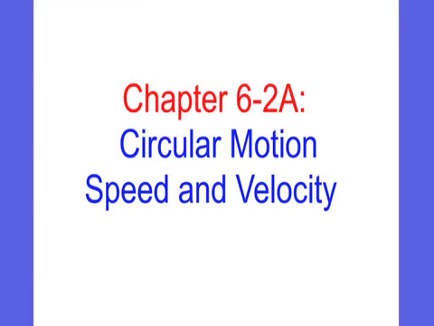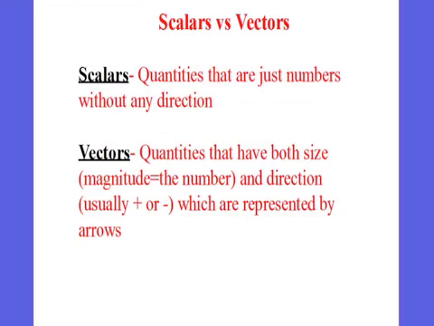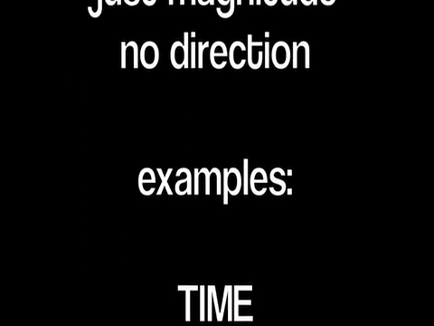Before we start talking specifically about speed and velocity, we should refresh our memory about the two types of quantities in physics. The first type is a scalar quantity. Those are just numbers, they don't have any direction. Some examples of those would be time, mass, speed, distance. Those are all scalar quantities that we've talked about.